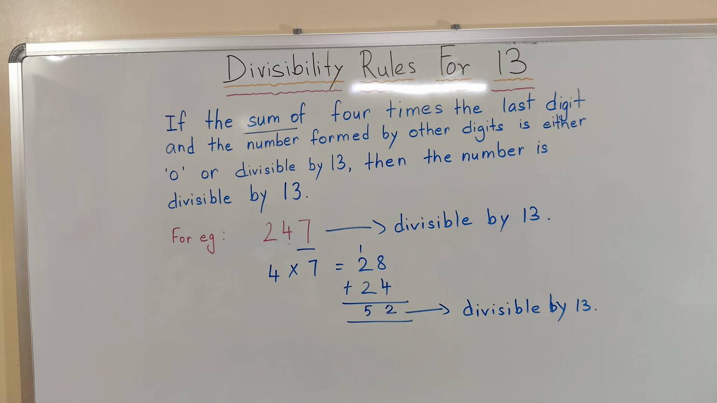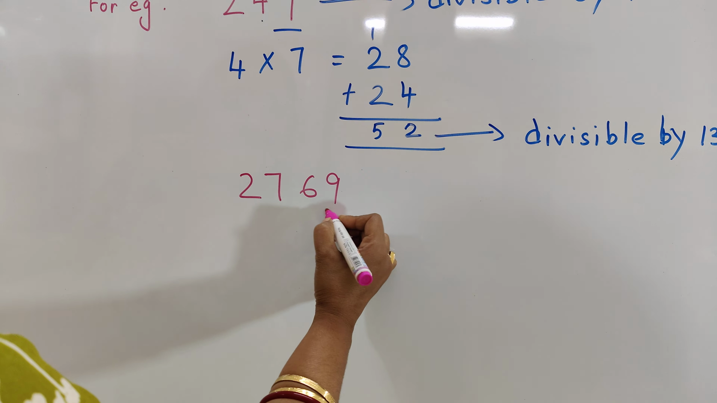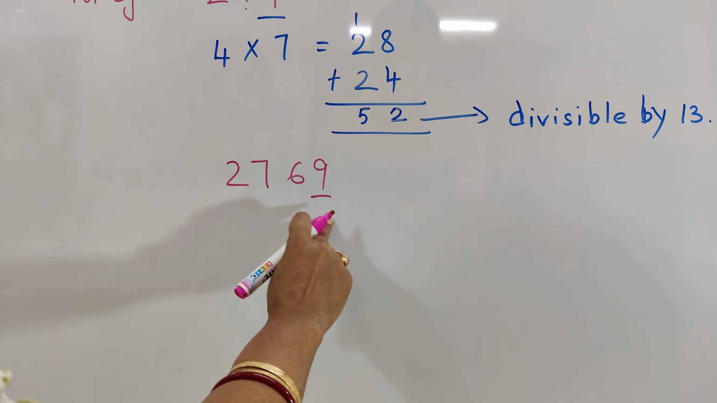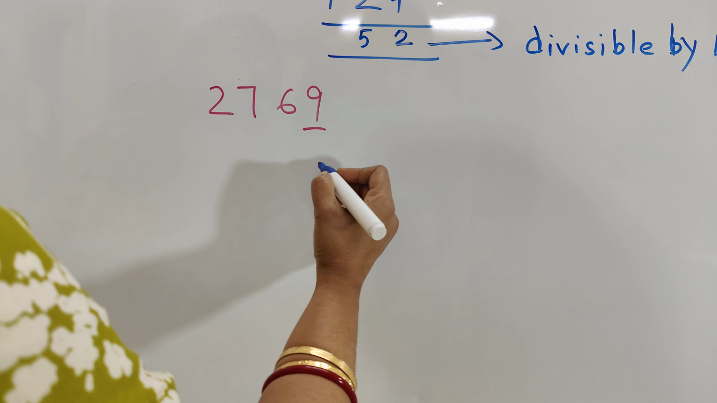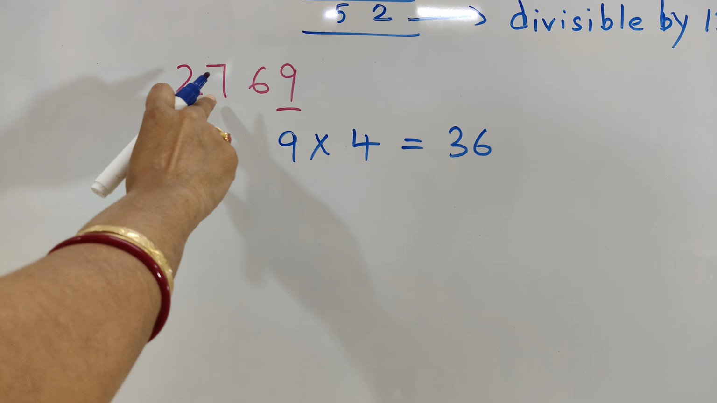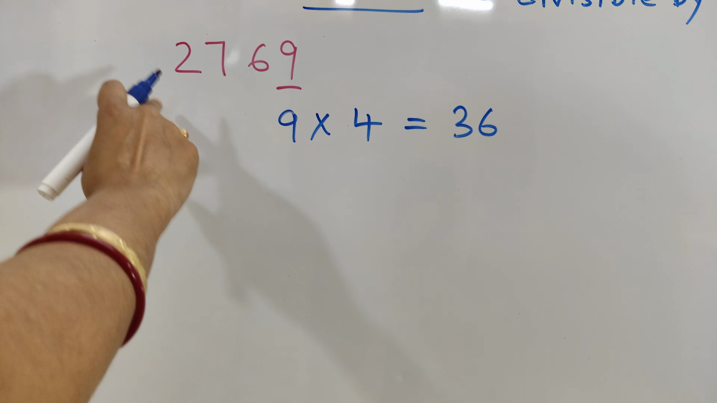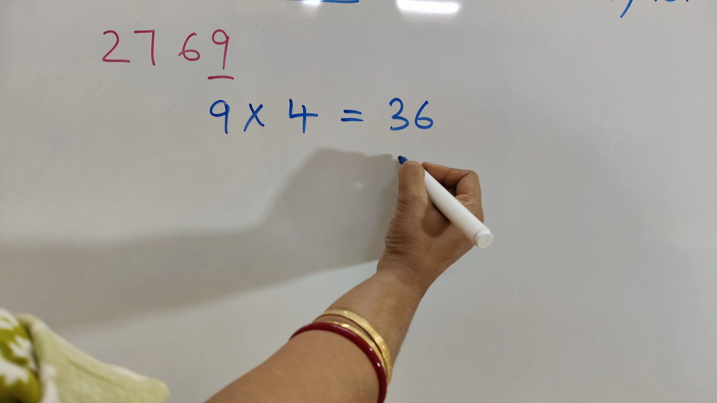Now let's do another example. 2, 7, 6, 9. The last digit is 9. 4 times the last digit means 4 times 9. 4 times 9 is 36. And the remaining digits are 276. And the number formed by the remaining digits is 276.